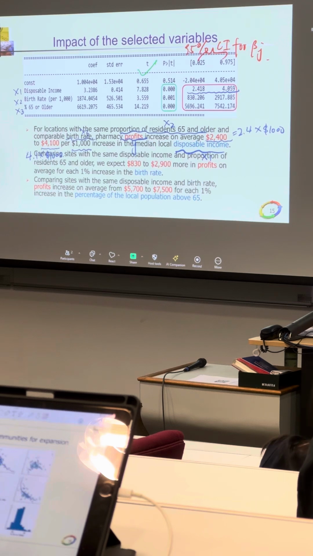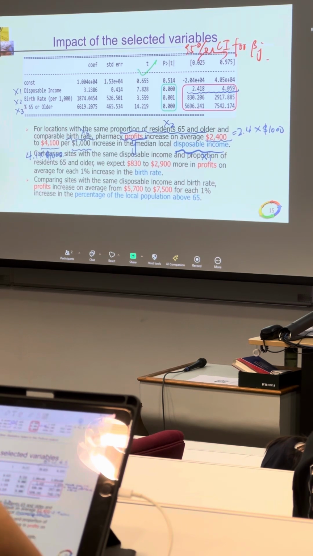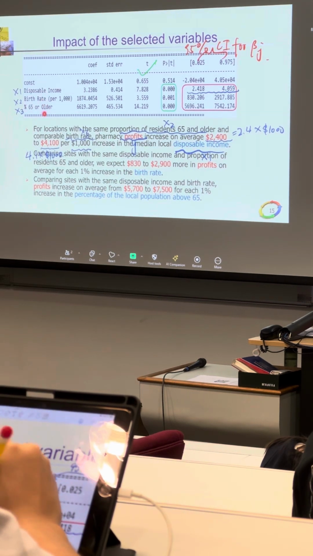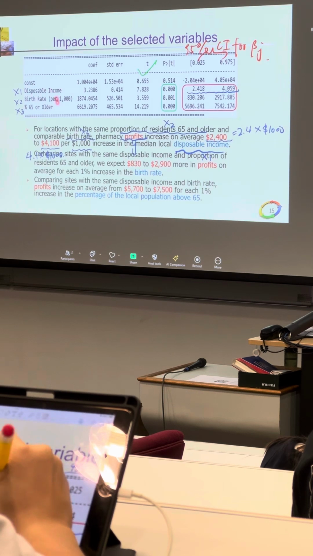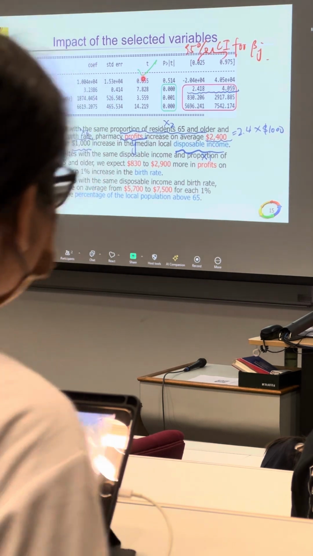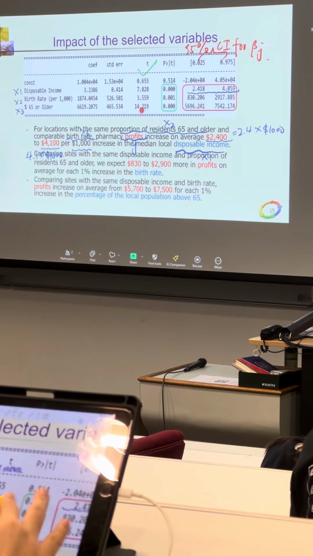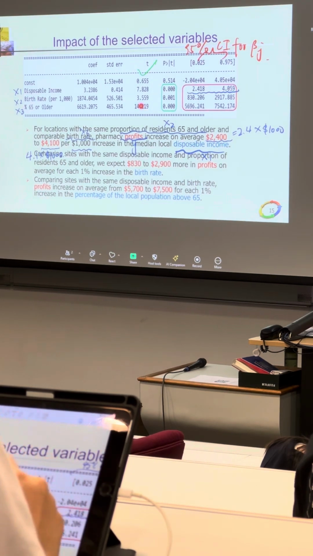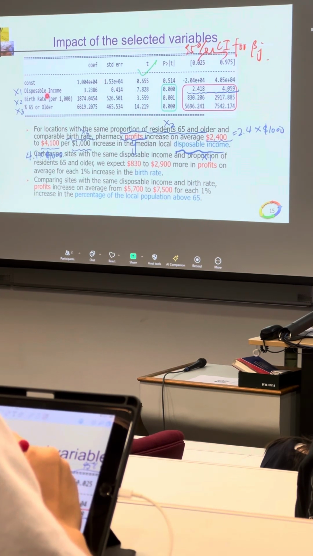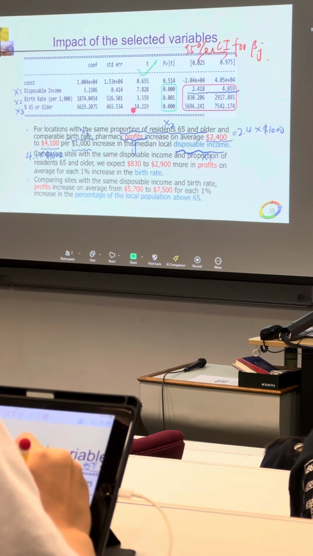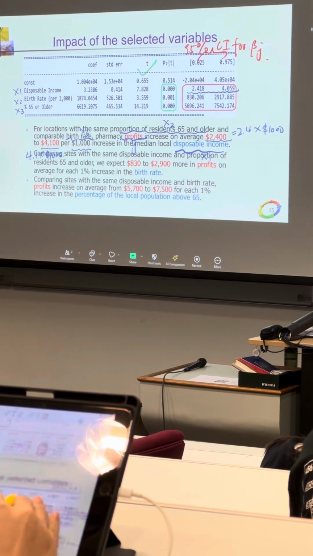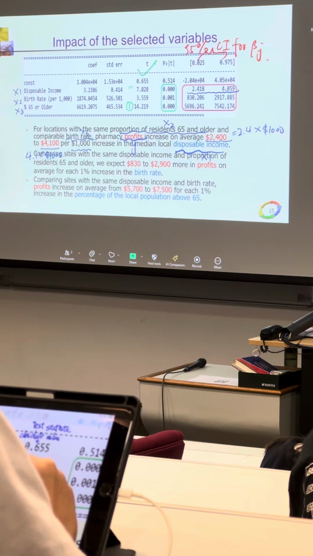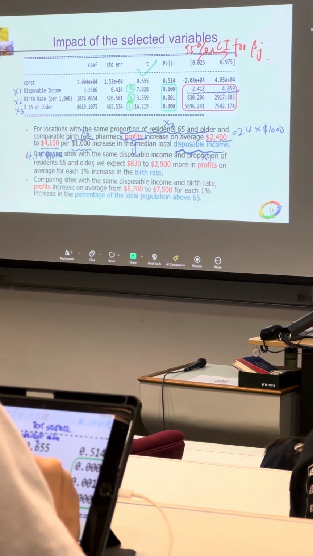You look at the column T, that is the test statistic. Now what you do is you rank the importance of the predictor, how important the predictor is on Y, based on the absolute value of the test statistic. So the larger the absolute value of the statistic, the more the impact of the corresponding predictor on the response variable Y. Now you can see that percentage of 65 or older has the largest test statistic, followed by disposable income, and the last one is the birth rate.